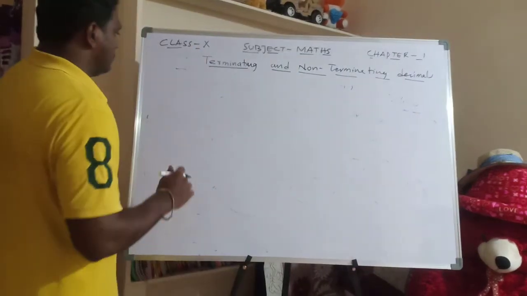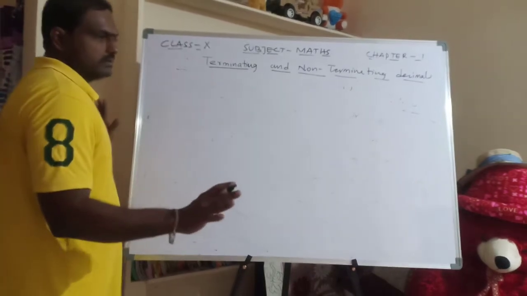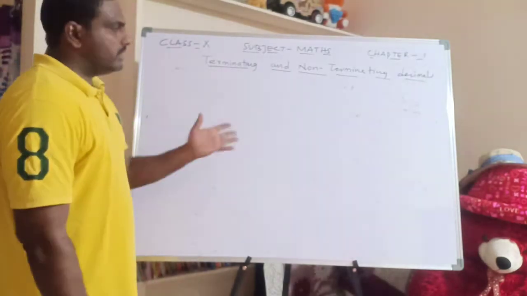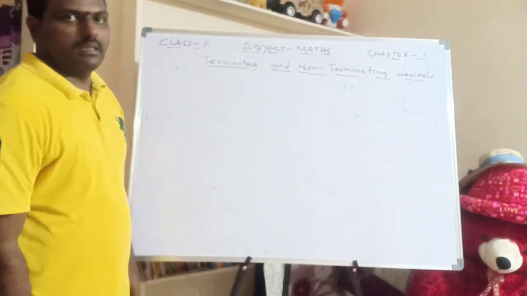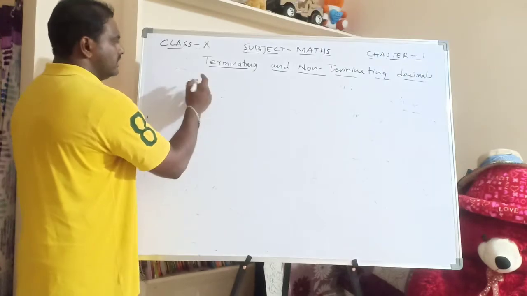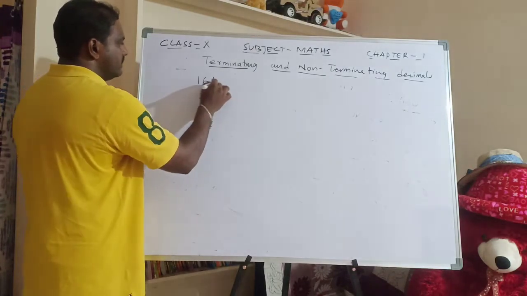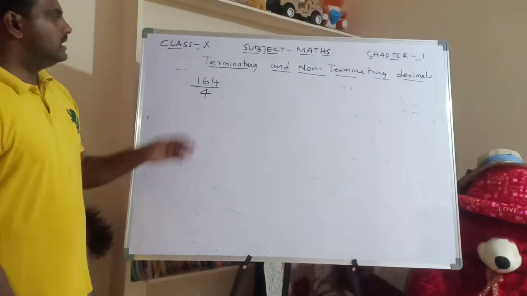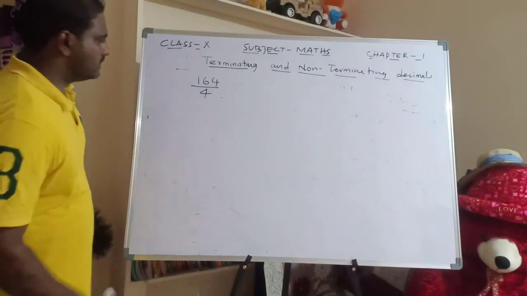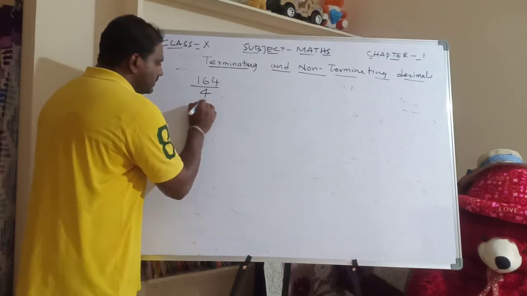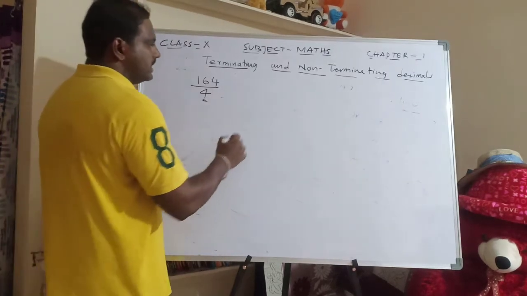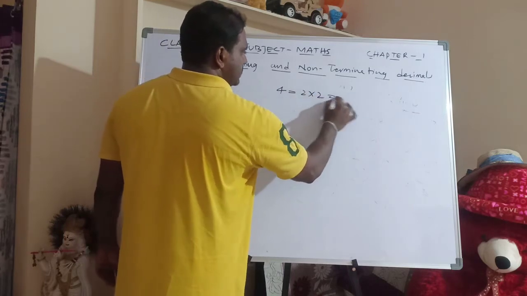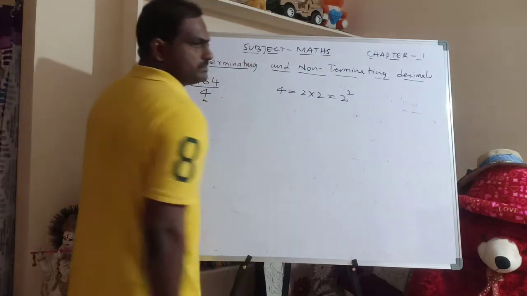Now I will go for one example. Without doing long division, we have to check whether it is terminating or non-terminating. First I will explain. 164 divided by 4. Is it terminating or non-terminating? Simply take the denominator first. What is the denominator? 4. 4 can be written as 2 into 2, that is 2 power 2.